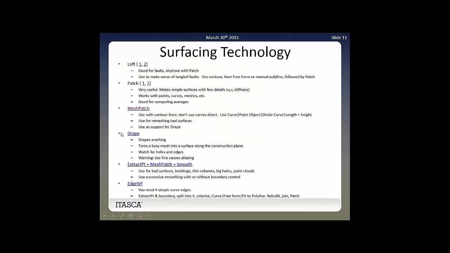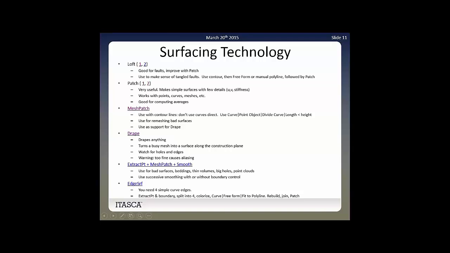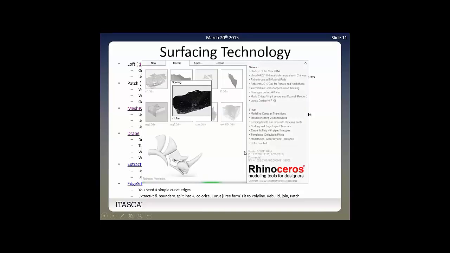Drape. This is sort of the silver bullet that we use often. Again, I want to say that mesh patch is good for contour lines. Don't use the curves directly. Use curve, point object, divide curve by length, and so on. Drape, you've seen the drape one very much, and that one is coming up. In the drape, it's a very powerful tool.